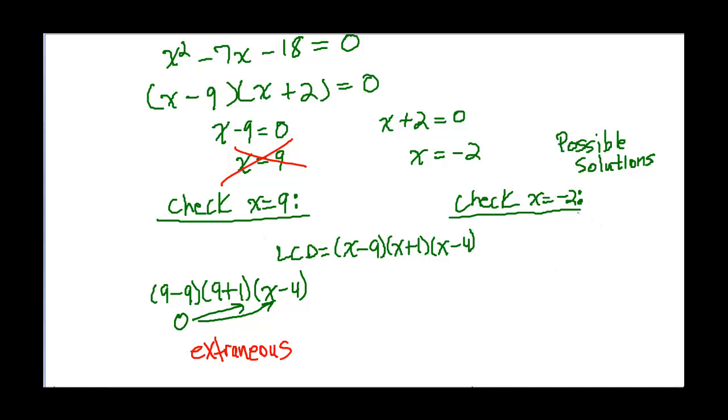Now let's check x equals negative 2. I'm getting a negative 2 minus 9, negative 2 plus 1, negative 2 minus 4, all right? Are any of these 0? Well, I'm not going to get a 0 out of this first one.